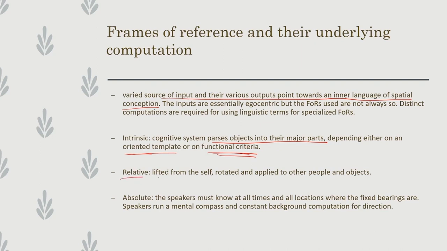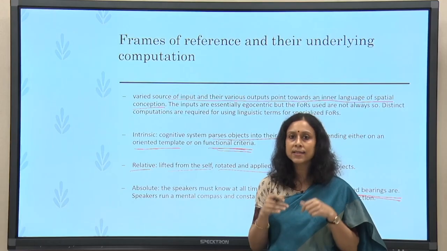In the relative frame of reference, we lift the axis from the self and then rotate and apply it to other objects. But our most interesting frame of reference is the absolute system, because in this frame of reference the speaker must know at all times and all locations where the fixed bearings are. For many of us, to locate what is to the north of this building will take a few moments. It can actually be a spectrum. For me, it might take more than moments. For some people it might be quicker, but we will take some time to figure out what lies to the north of this building, sitting inside the room.